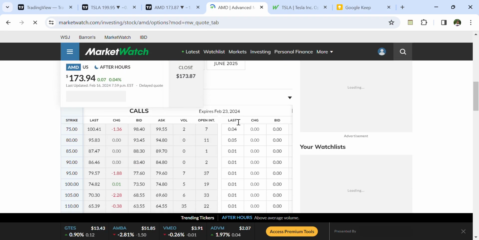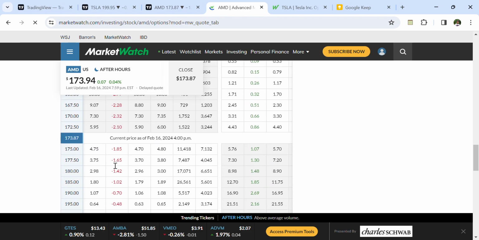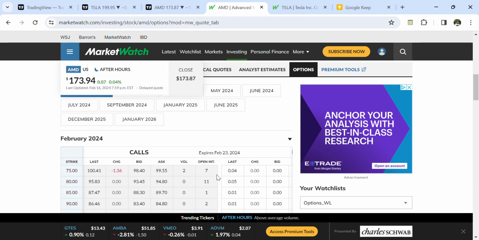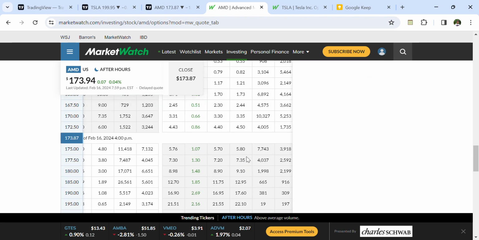I have just opened market watch. This is market watch, and this is the 23rd of February. If I have to take the 177.50 put, okay, on the right side is the put side. So these are my puts, left is calls, these are my puts. Okay, so if I have to go for 177.5, yeah, it is expensive here. It is showing 7.2, because later in the day the AMD price closed at around less than 174. So it is now deep in the money.